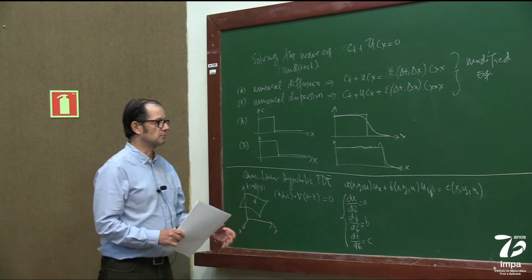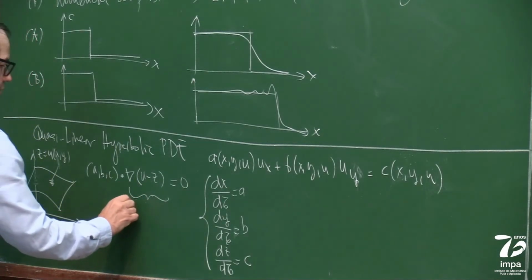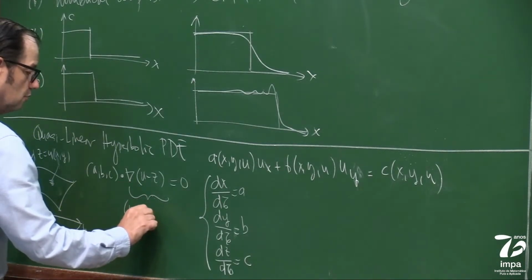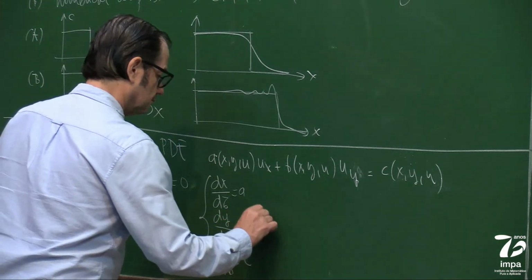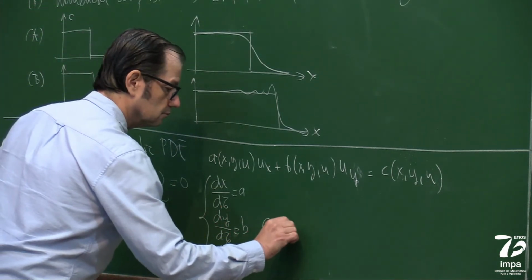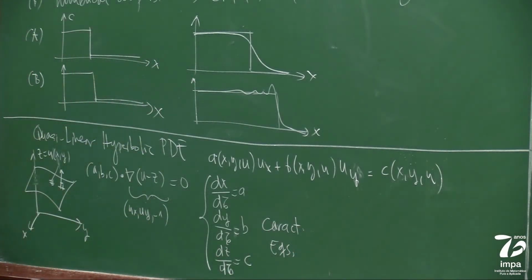Right, so this is the inner product. I'm writing this very quickly. This is just ux, uy, minus 1, the gradient. So that means here is the normal, which is the gradient. And this is the tangent field. And these are the characteristic equations. Okay, and so these are the notes.